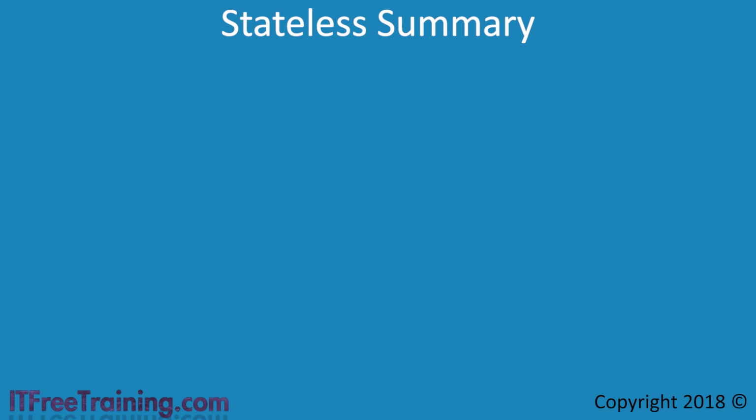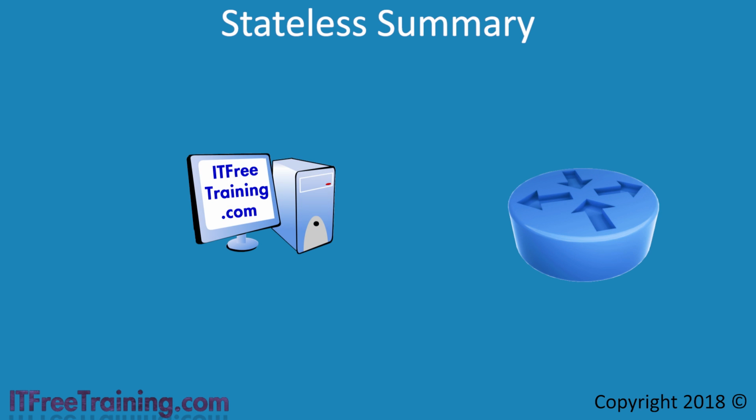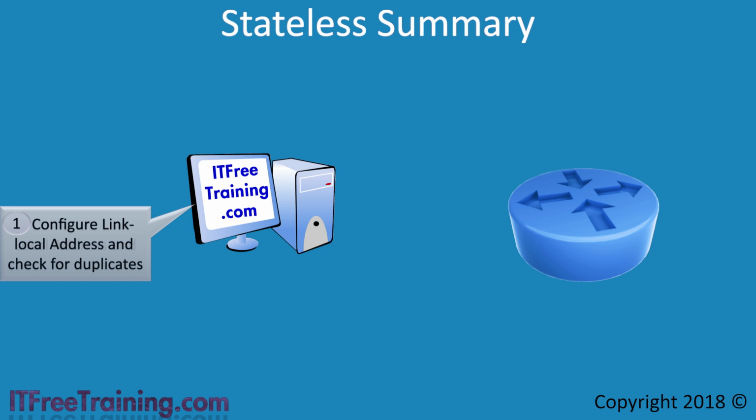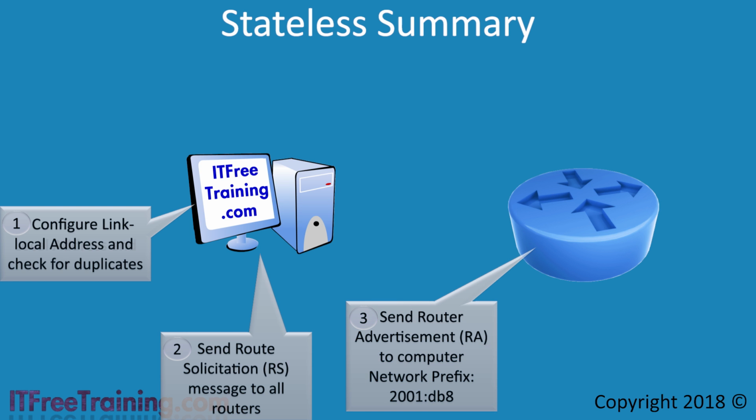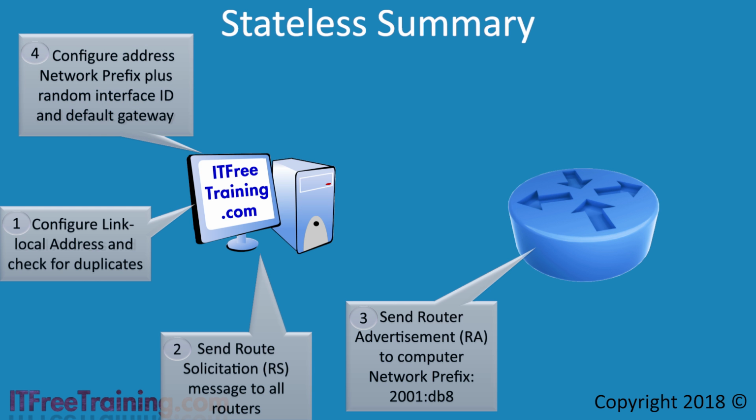To finish this video, I will perform a quick summary of how Stateless can be used to configure a computer on the network. Consider that there is a computer and a router on the network. The first step is the computer configures a link local address to use on the local network and checks the network to make sure that another node on the network is not using the same address. The next step is the computer will send a router solicitation message on the network using multicast that will go to all routers on the network. The router will then respond with a router advertisement that contains information about the network, for example, the network prefix and default gateway. The last step is the computer uses this information to configure the computer address and gateway.